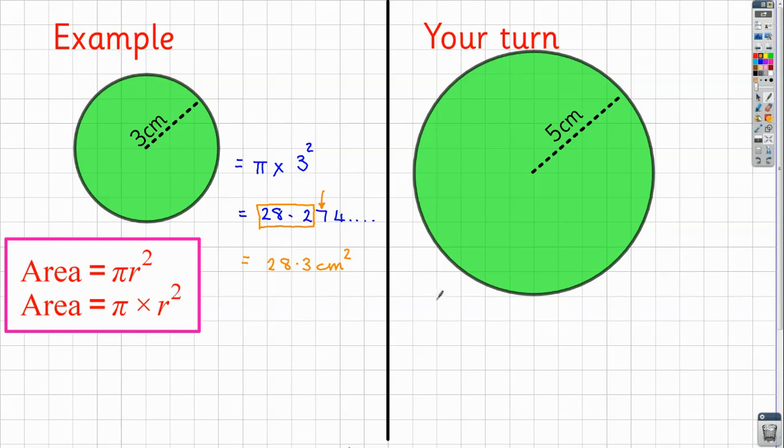Okay, let's look at the question on the right-hand side. So same formula, we're going to use pi times, the radius here is 5, and then we're going to square that number. So 5 squared means 5 multiplied by 5. So I know that 5 squared is 25, so I'm going to do pi times 25.